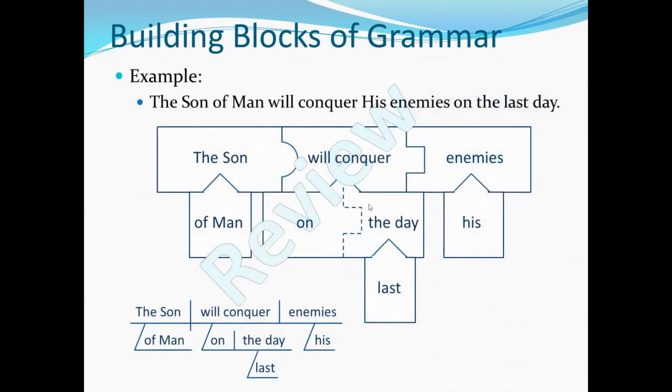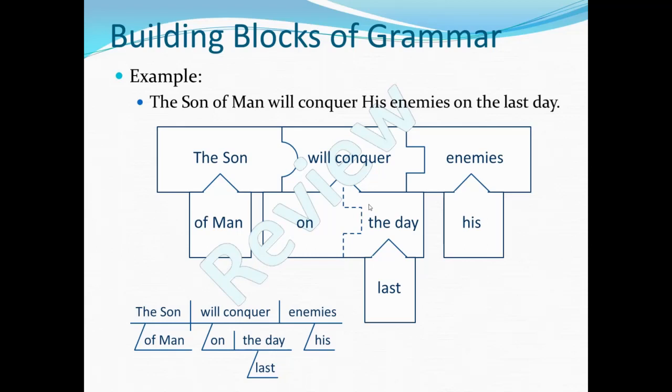Then we considered building blocks of grammar with the illustration of a jigsaw puzzle. Taking the sentence, the Son of Man will conquer his enemies on the last day, we built the kernel. Will conquer is the verb. Who or what will conquer? The Son will conquer. The Son will conquer whom or what? He'll conquer enemies. So there's our kernel: the Son will conquer enemies.